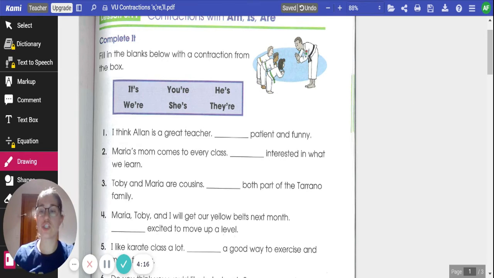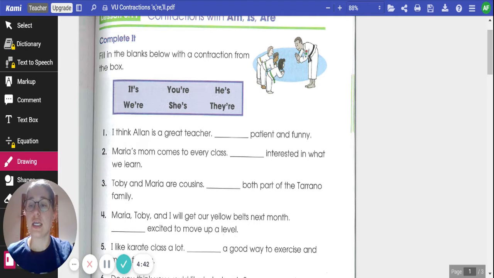All right, so for our contraction practice today, go ahead and number your paper 1 through 6. We're going to do some fill in the blank together before we write our own sentences using contractions. Let's review. We're going to fill in the blanks below with a contraction from the box. So let's look at our box first. We have the contractions it's, you're, he's, we're, she's, and they're.